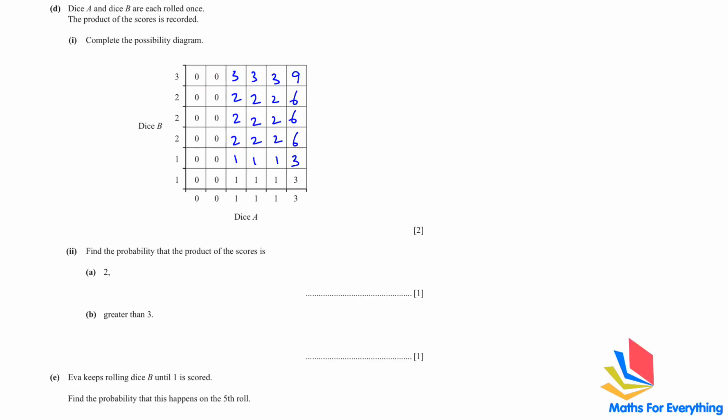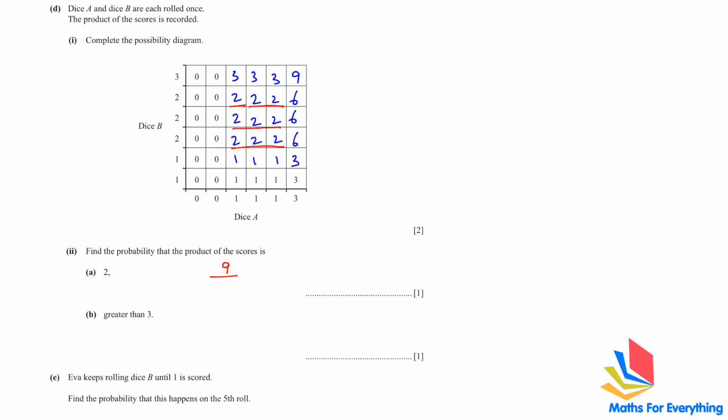So this is the complete table. 3 multiplied by 3, 9. That's how we multiplied everything. Find the probability that the product of the scores is 2. How many 2's do we have? 1, 2, 3, 4, 5, 6, 7, 8, 9. So 9 over the total probability.